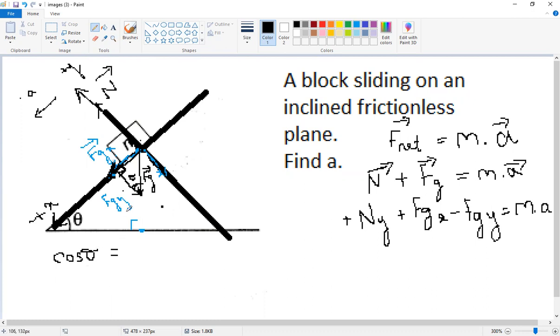So cosine theta is the adjacent side to angle theta, which is FGY, as you can see. This is the side which is next to angle theta. Did you see it? FGY over the hypotenuse, which is FG, the side facing the 90-degree angle.